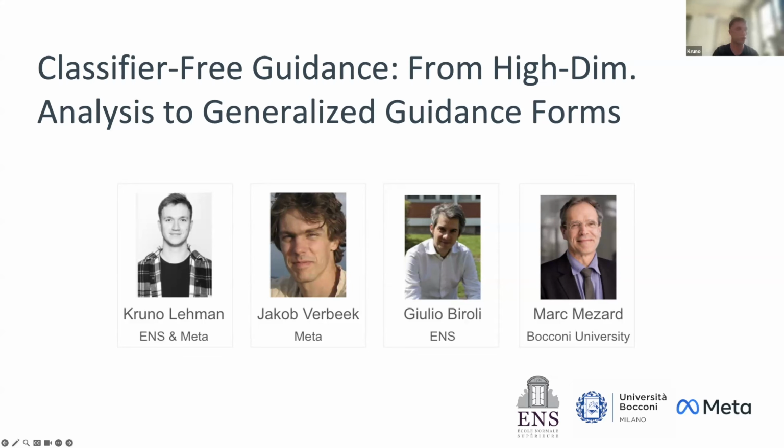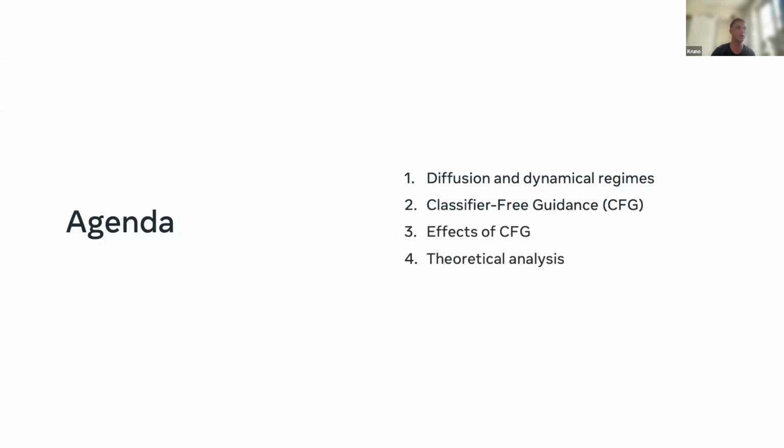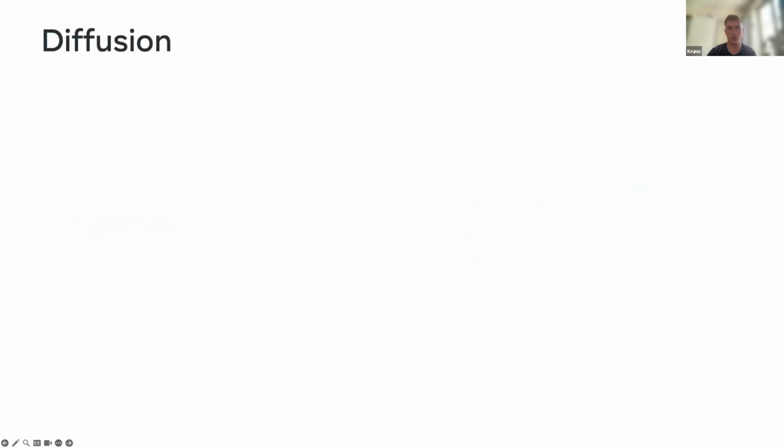So basically, what I'm going to do is give a quick overview of diffusion and the dynamical regimes of diffusion. I'm then going to talk about classifier-free guidance a bit briefly, and about its effects. I'm going to get into some theoretical analysis. I'm not going to go that deep into theory, but if anyone's interested, please feel free to interrupt me and ask. And I'll talk about some empirical evaluations. And at any point, if something's unclear, please feel free to just raise a hand or whatever.